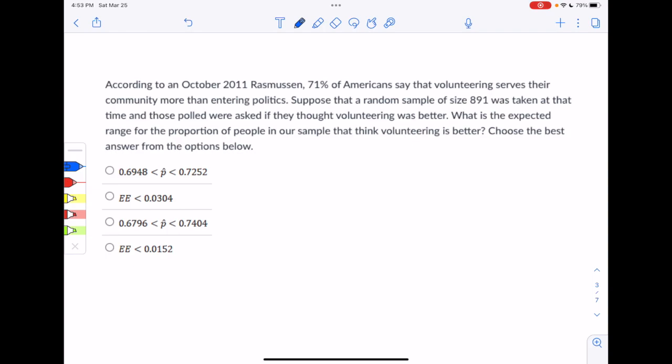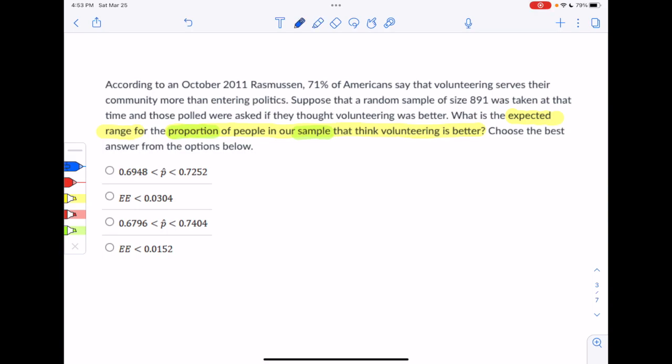All right, so let's start off really identifying the question here. They want us to give the expected range. So that's terminology we know from before. Expected range for any variable is you take the mean of that variable and you add and subtract 2 standard deviations of that variable. So what is the variable we're working with here? Well, it's the proportion of people in the sample that think volunteering is better, with the real emphasis being that it's the proportion from our sample. So if it's the proportion from our sample, then our variable is p hat.